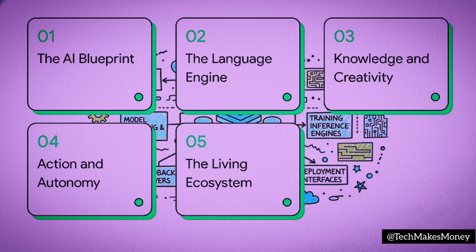Okay, so here's our game plan. First, we'll look at the overall AI blueprint. Then, we'll head down to the basement to check out the language engine. After that, we'll explore the floors for knowledge and creativity, then go up to the command center to see action and autonomy. And finally, we'll step back and see how it all works together as one living ecosystem.